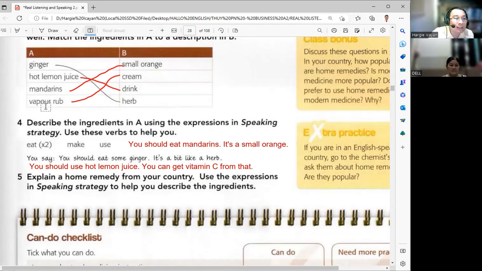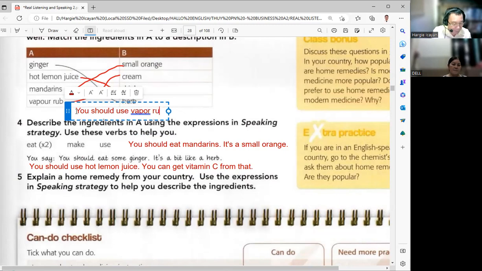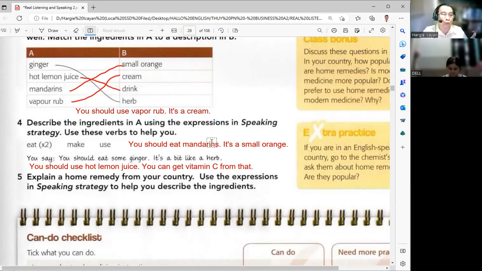Next, what about before wrap? You should use before wrap. It's a cream. Yes, so it's a cream. Okay, so that is it, Toy. Now, let's try to say them all together, okay? You say you should eat some ginger. It's a bit like a herb. Okay, go.